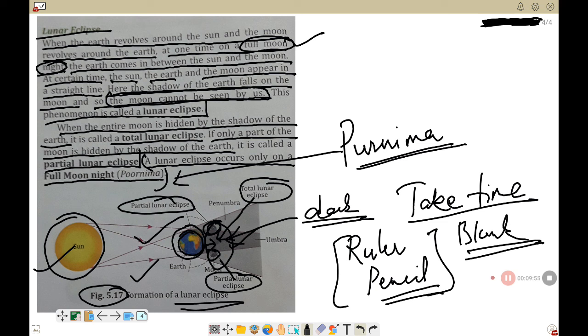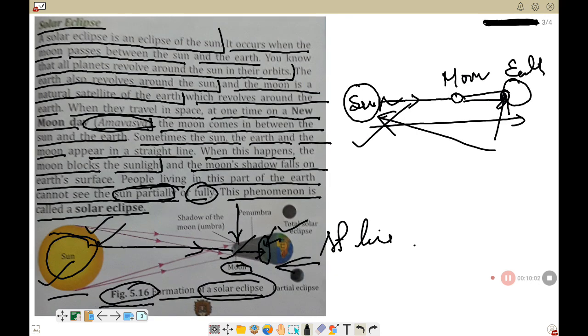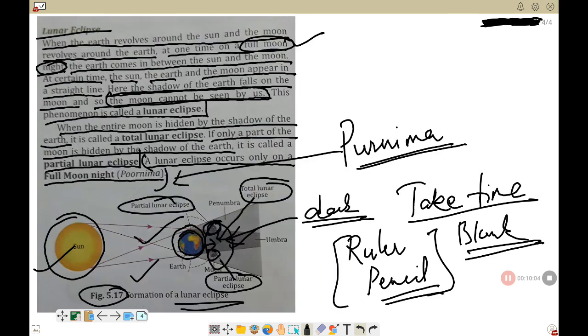The two diagrams or the two figures 5.16 and 5.17, that is solar eclipse and lunar eclipse.